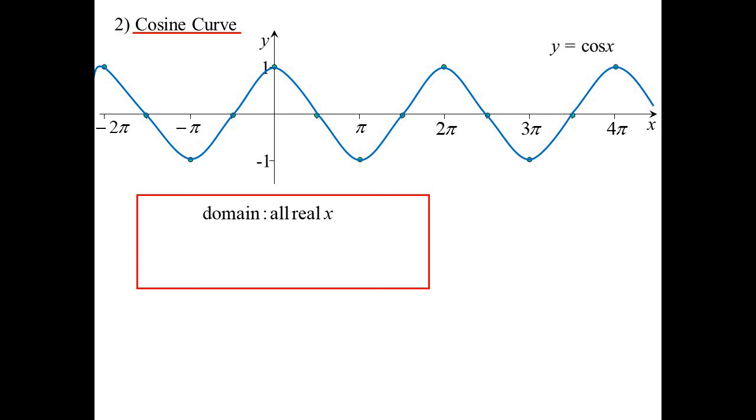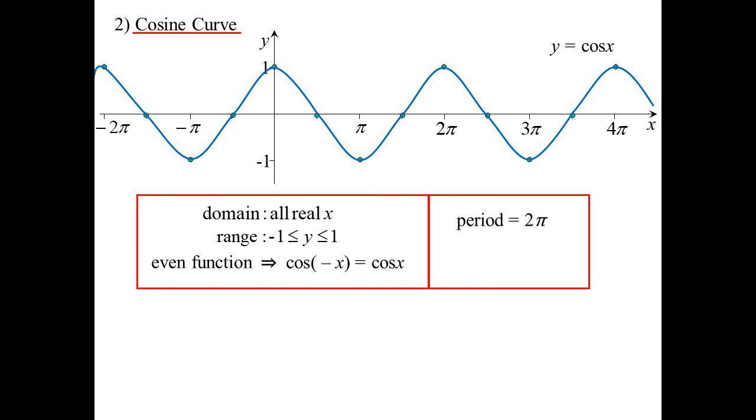Domain is all real x, range is still minus 1 to 1, that doesn't change. But this time we have an even function rather than an odd function. So we could say cos of negative x is equal to the cosine of x. Period is still 2 pi, amplitude is still 1.